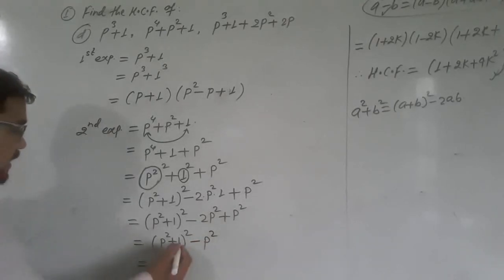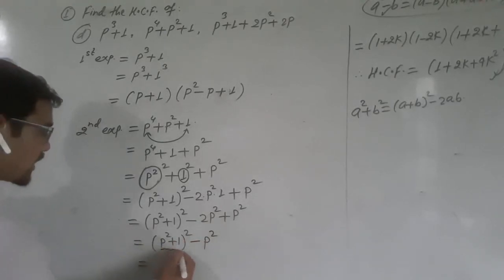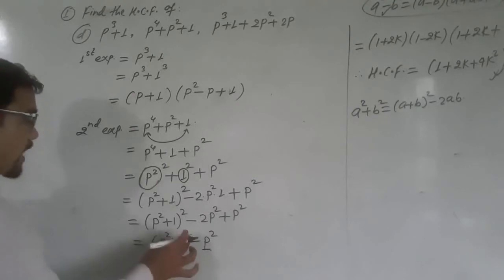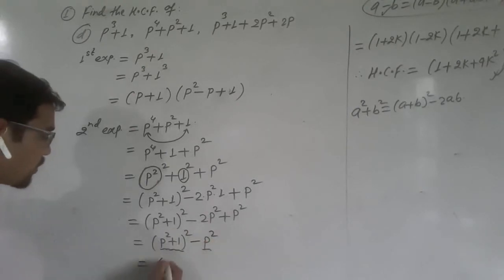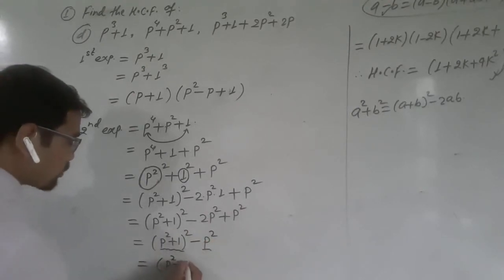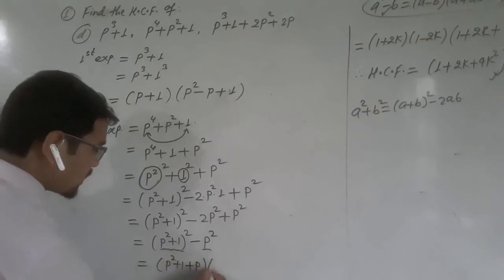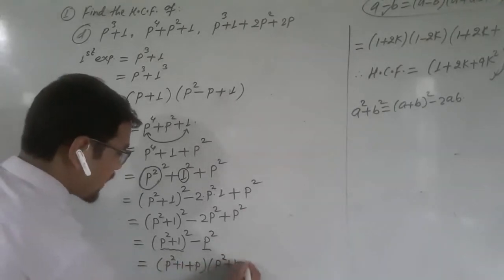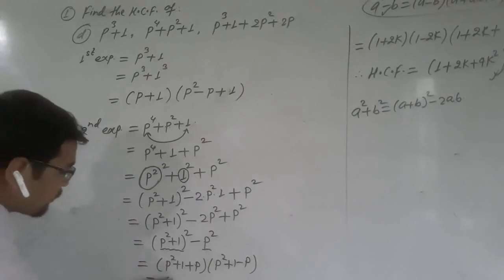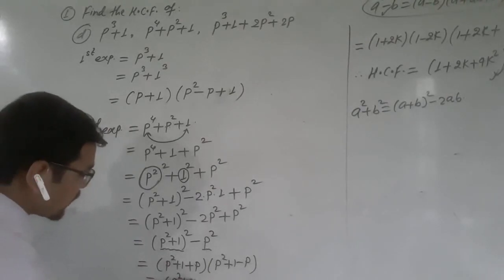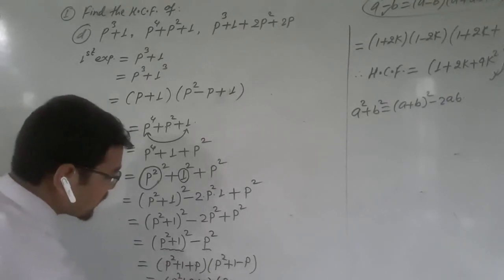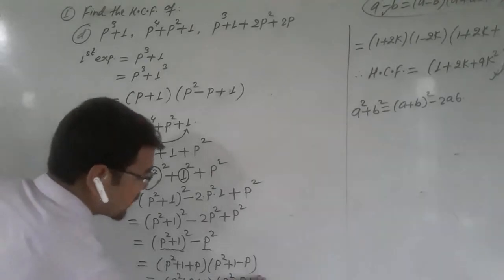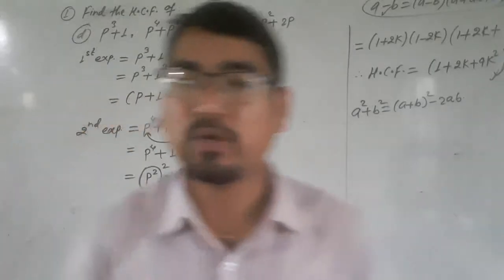That is, here we consider this as a, and this as b. The a square minus b square is (a plus b)(a minus b). So p square plus 1 plus p, and next is p square plus 1 minus p. By arranging, we can write p square plus p plus 1, and next p square minus p plus 1. In this way we can factorize.